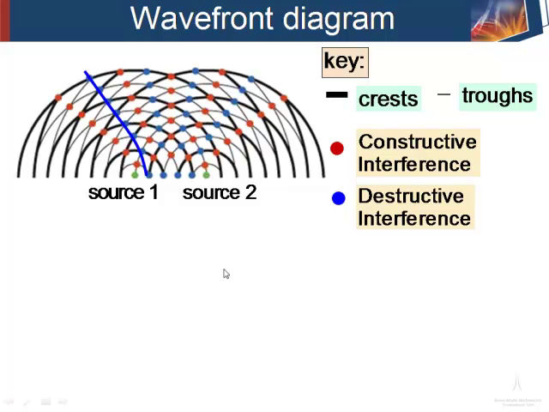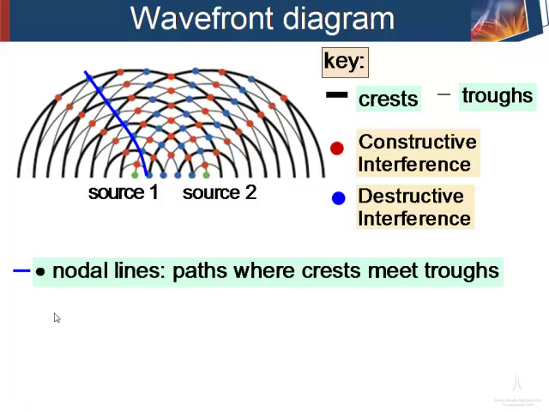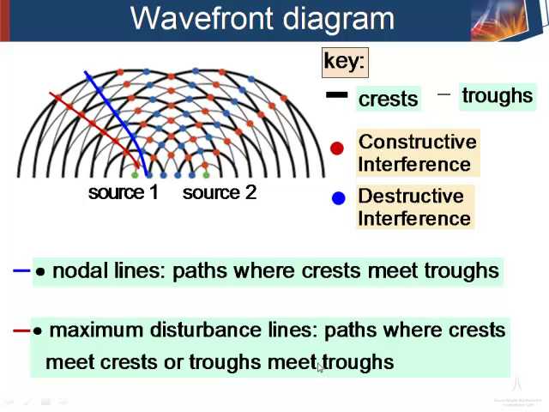And if you were to draw lines through all the blue dots, we refer to those lines as nodal lines. These are the parts where the crests meet the troughs, where we have destructive interference, where we see almost no movement. And if you draw in the red dots, that is where we have the maximum disturbance lines. That's where you observe your constructive interference. In other words, the parts where the crests meet the crests or the troughs meet the troughs.